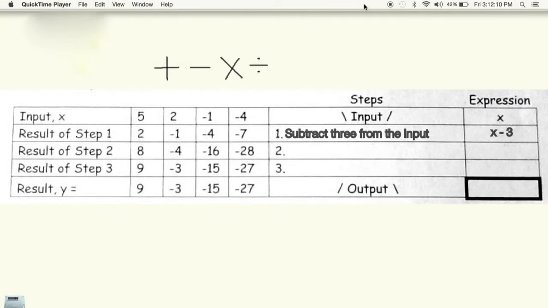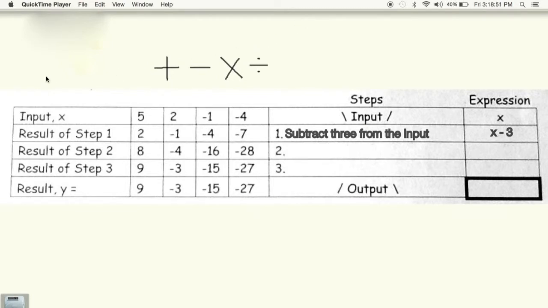Then next we write down our algebraic expression here in the right-hand corner. We start with x, and since we're subtracting 3, we're going to take x minus 3. Again, we start with x as our input, and in our first step, since we're subtracting 3 from the input, we write x minus 3. Okay, so now that we've completed the first step, we've got to look at the second step.